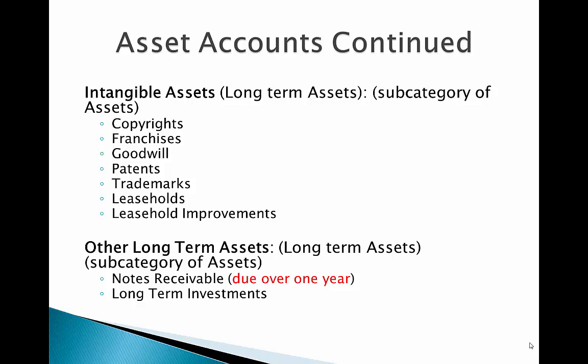There are 2 categories of assets we won't go into. Intangible assets, they're long-term assets: copyrights, franchises, goodwill, patents, trademarks, leasehold improvements, and other long-term assets like notes receivable and long-term investments.